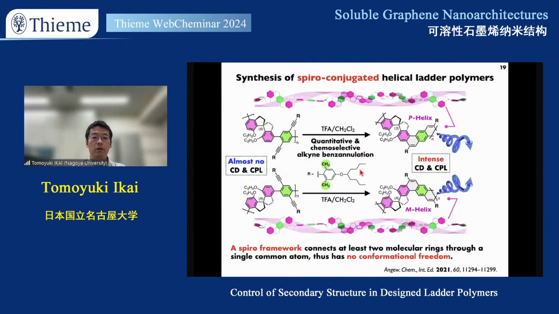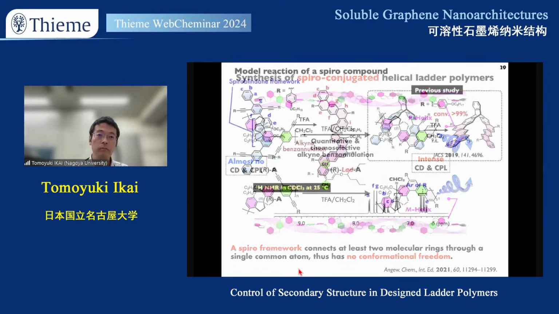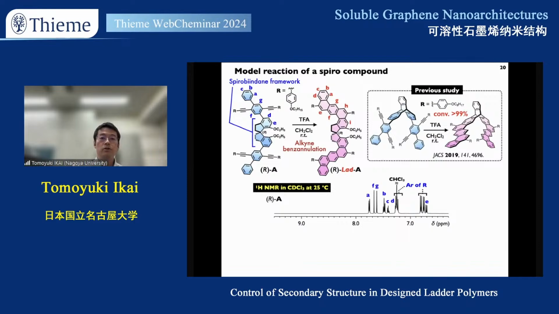The first one is about the synthesis of the spiro-conjugated helical polymer. A chiral spiro frame, with no conformational freedom, would also be a good candidate for the chiral Lego blocks to construct a molecular-level helical structure. So we first examined whether this alkyne benzannulation could be applied to the pi extension of the spirobiindane framework through this model reaction.